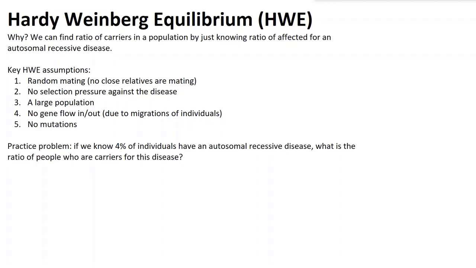We're going to be talking about Hardy Weinberg Equilibrium. It helps us figure out the ratio of carriers that are in a population for specific types of diseases. These types of diseases are called autosomal recessive diseases.